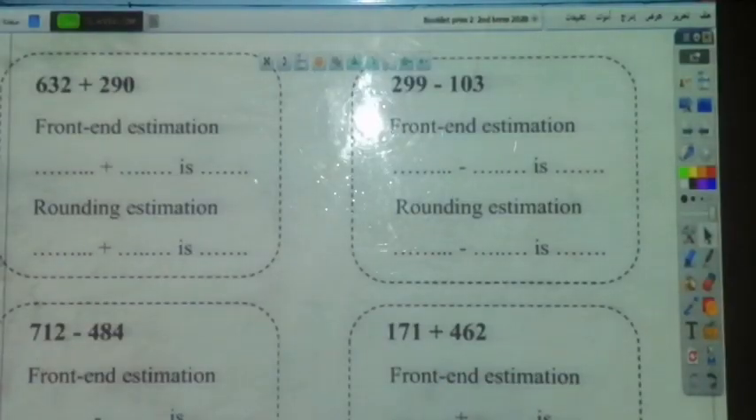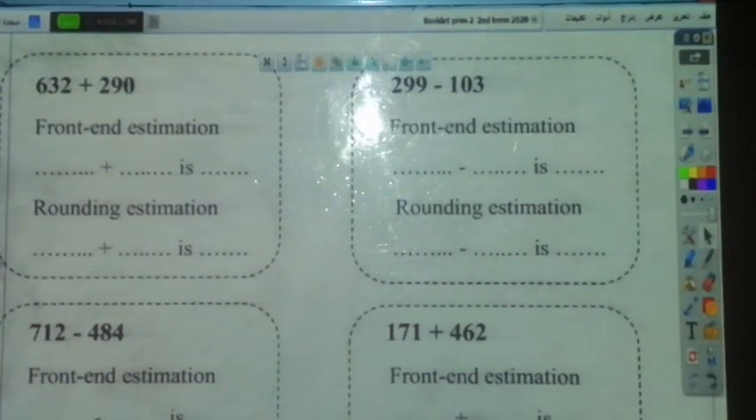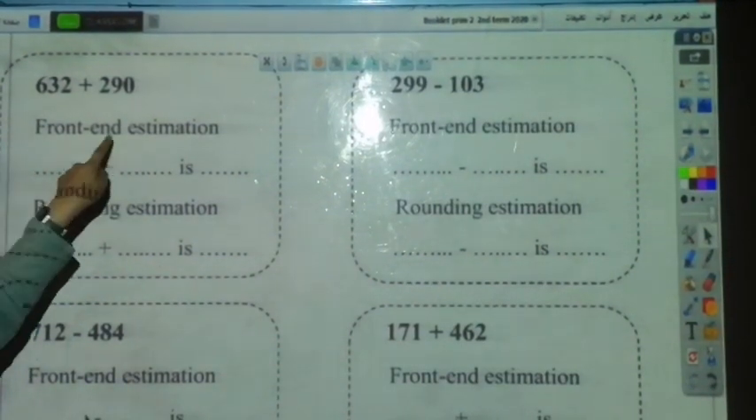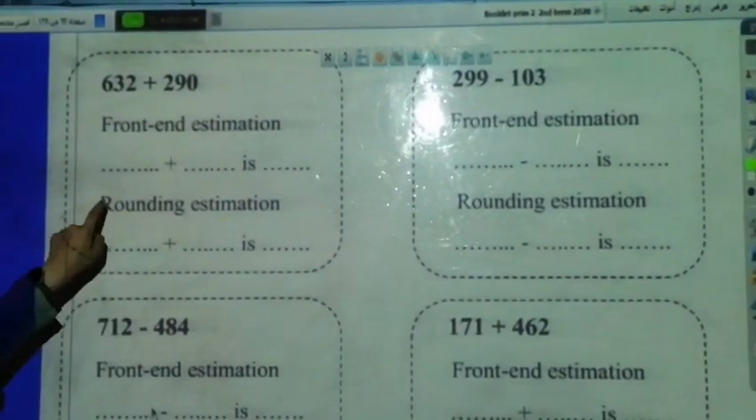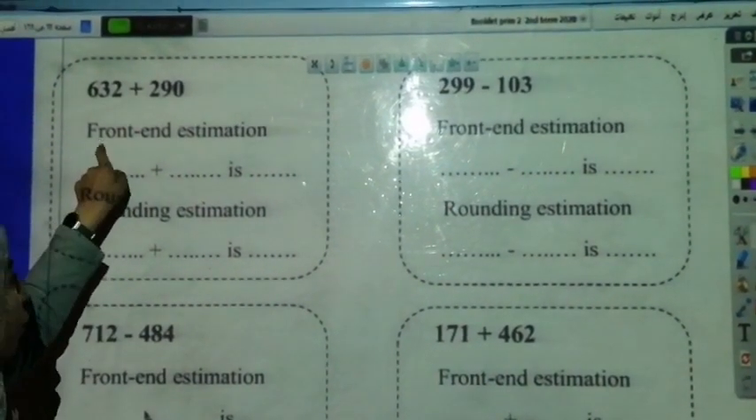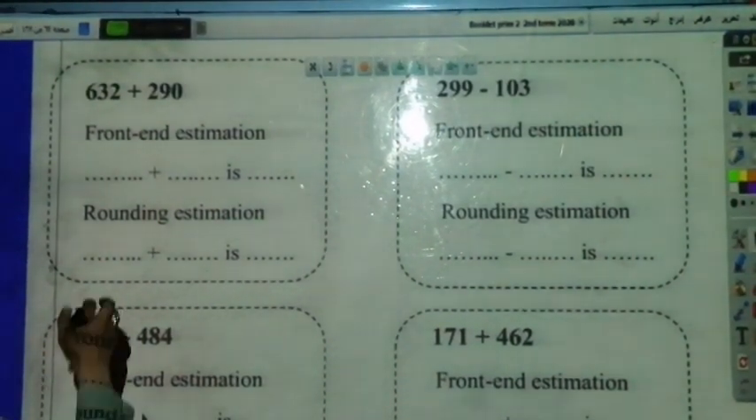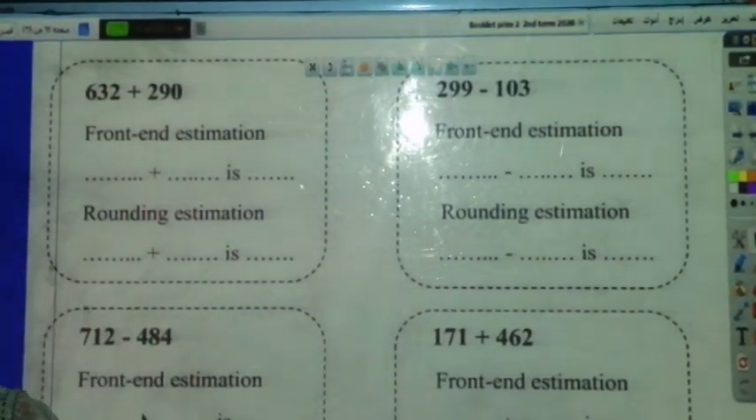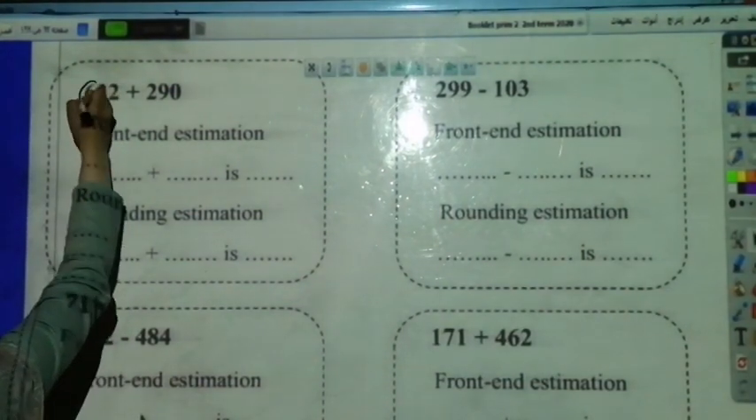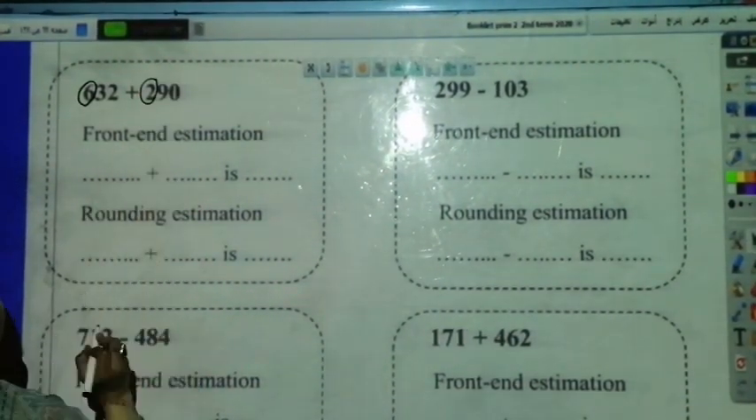And now open page 62. 632 plus 290. I will solve this addition operation with the front-end estimation strategy, then with the rounding estimation strategy. Firstly, the front-end estimation strategy, which depends on the highest place value. Ones, tens, hundreds, the highest place value is hundreds.